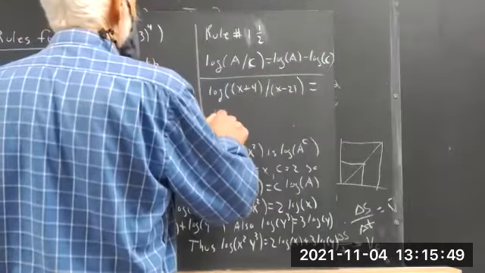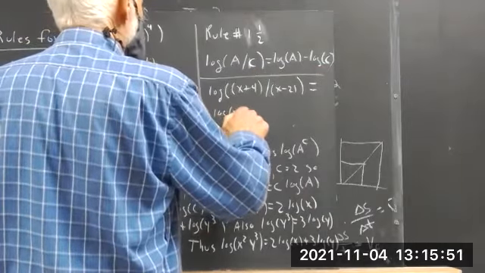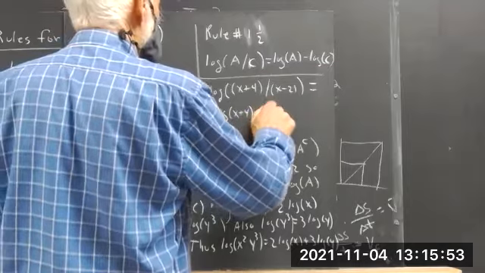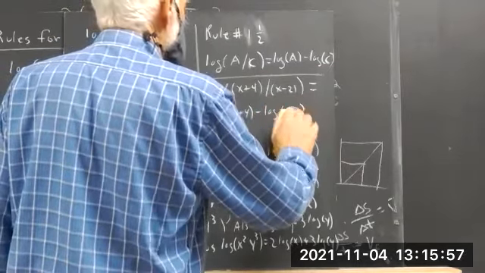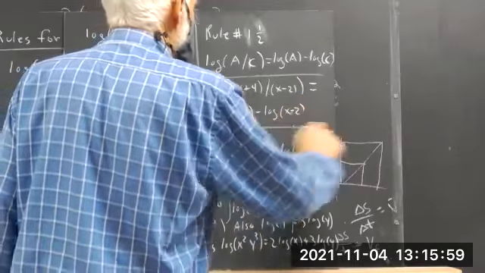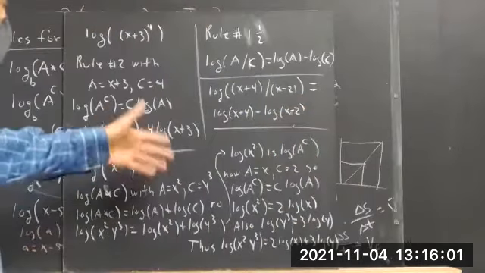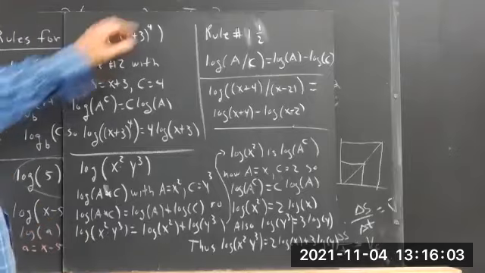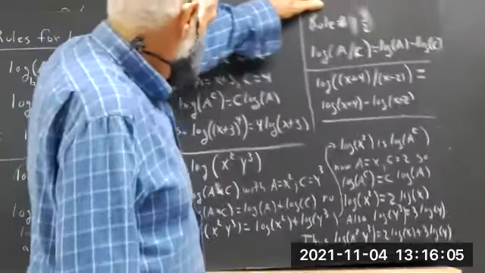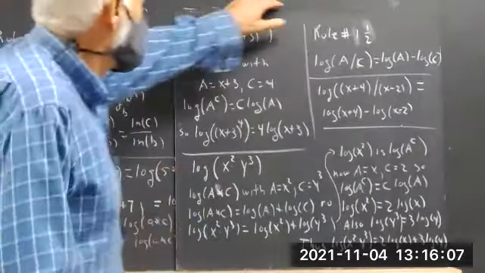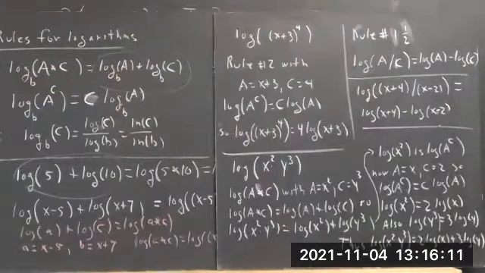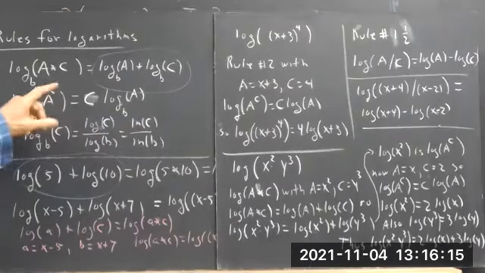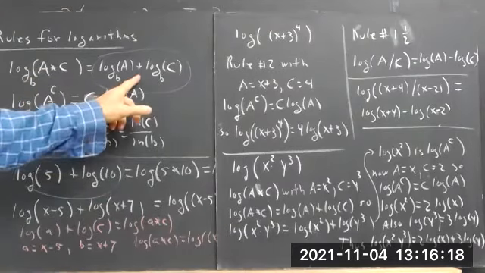This is going to be the log of x plus 4 minus the log of x minus 2. Now we've got a number of examples of other rules. If it was x plus 4 times x minus 2, that would be A times C, and we'd be adding the logs.